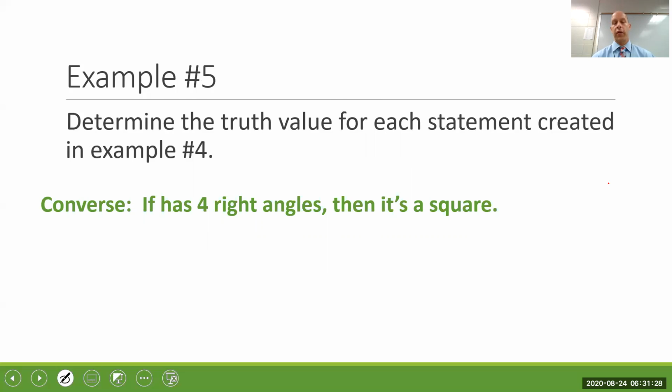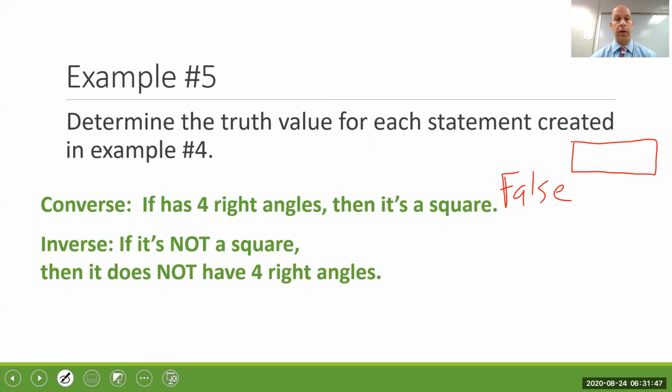So how about the converse? If it has 4 right angles, then it's a square. Well, I would say that that's false. And the reason I would say that is false is consider a rectangle. A rectangle has 4 right angles, but it is not a square. That's a counterexample.